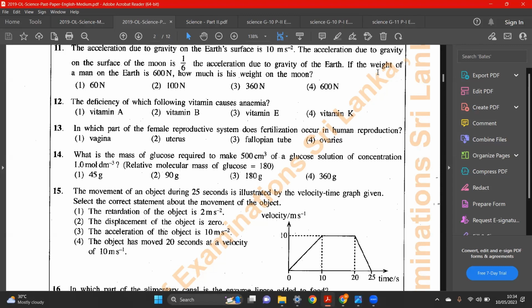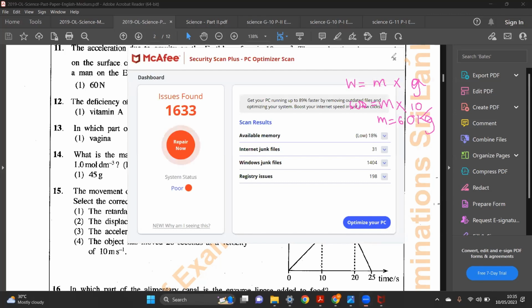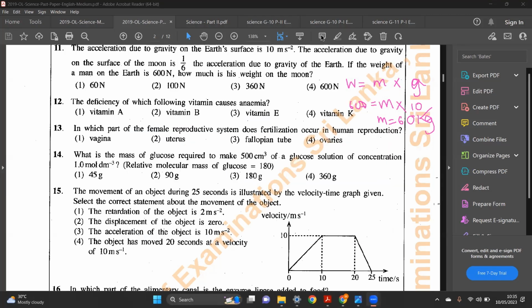So if we talk about, let's say, a person having 600 Newton weight, the equation is weight equals mass into acceleration due to gravity. Let me say g. So here we had 600 Newton. We do not know the mass. Mass is not given. Acceleration due to gravity on Earth is given as 10. So using this, we can find the mass as 60 kilograms. Now remember, 60 kilograms is the mass, and that never changes even if you go to the moon. Now we are going to, all right.